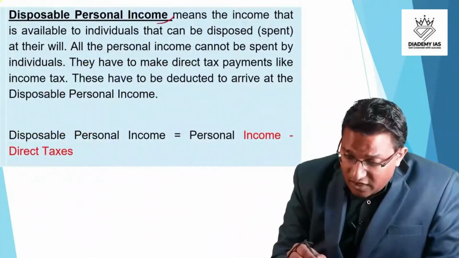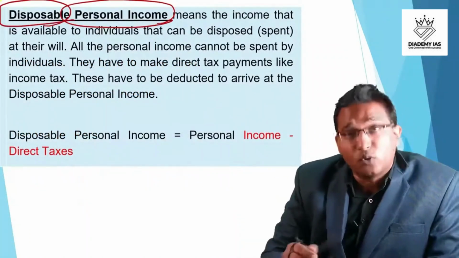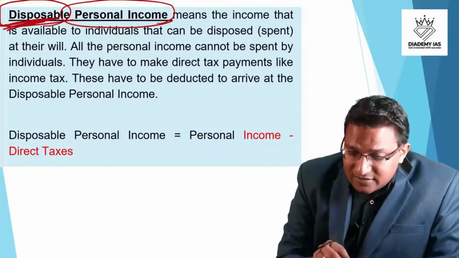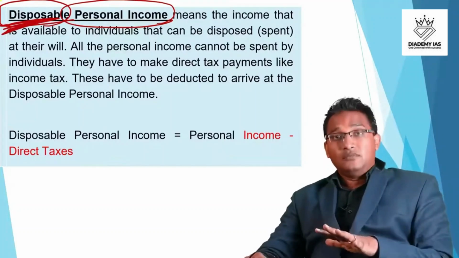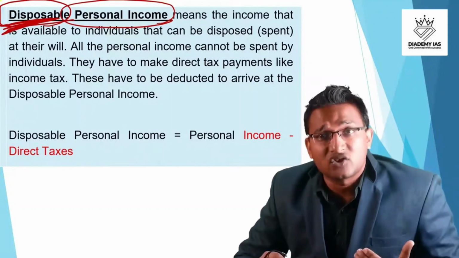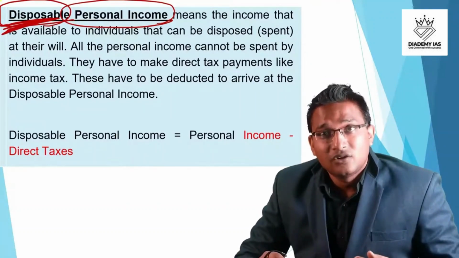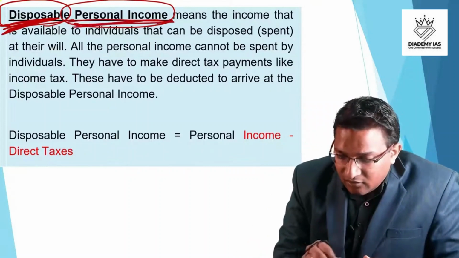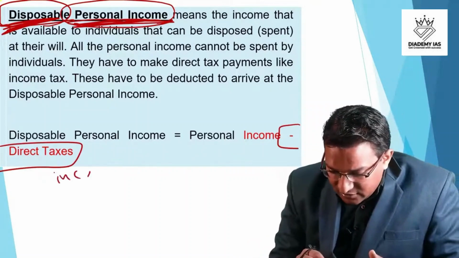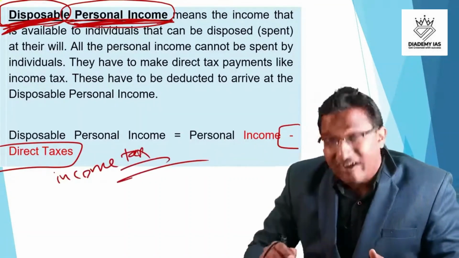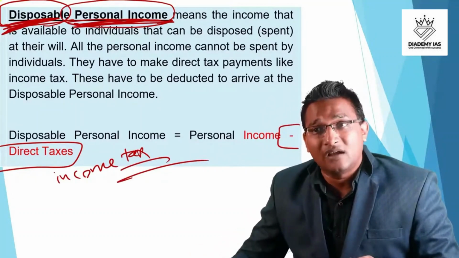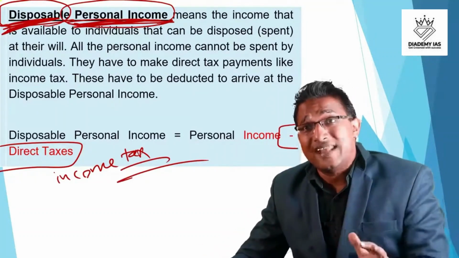Disposable personal income. Now, out of the personal income, how much can be disposed of, right? So the disposable income is basically that part of the income which can be spent or saved at the discretion of the individual, right? So out of the personal income, we basically reduce the amount of direct tax, or in other words, the income tax. So when we reduce this income tax amount from the total amount, then we get the disposable personal income.